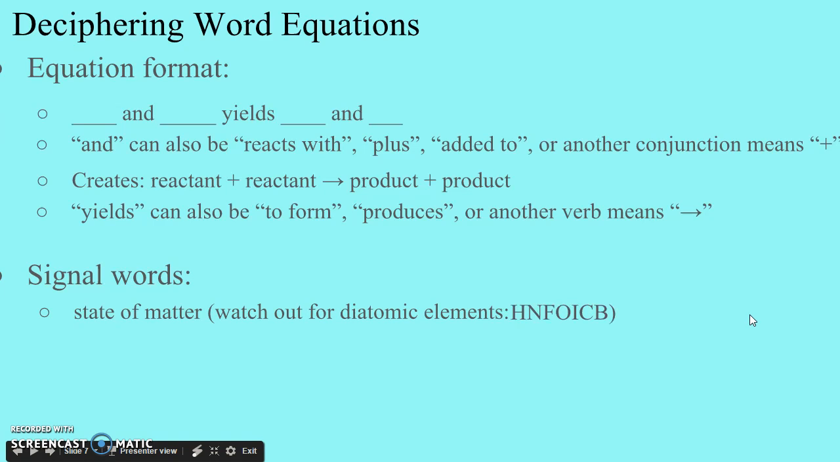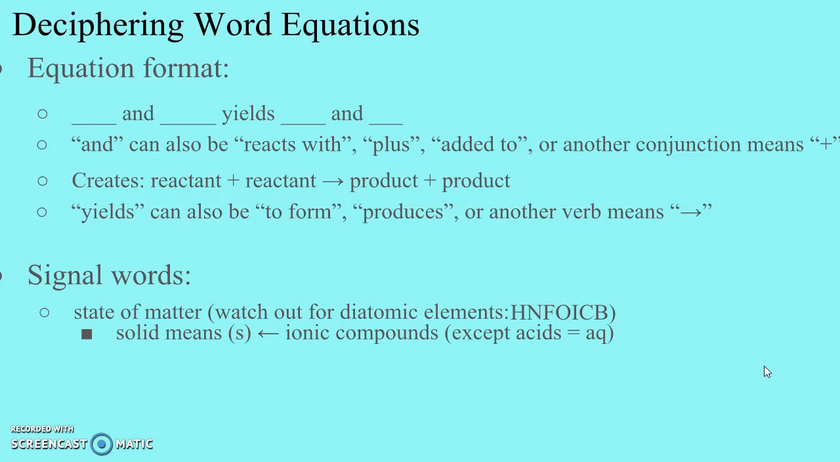Don't forget to watch out for those diatomic elements: hydrogen, nitrogen, fluorine, oxygen, chlorine, bromine, and iodine. They exist as pairs when they are by themselves. You don't write H, you would write H2. If you see an S after something, that means it's a solid. Usually those are ionic compounds that are not going to be soluble, meaning they are insoluble in water. Except for acids, we will put acids as aqueous because they will break apart. So like hydrosulfuric acid or sulfuric acid, all of those you'll see AQ at the end of them.